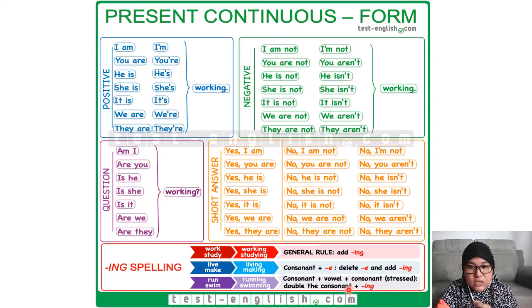Okay, for the third rule, okay, run, swim. Okay, consonant plus vowel plus consonant. Okay, so double the consonant. Okay, for example, the ending got consonant and also vowel. Okay, got vowel and consonant, run, u and n. So you need to double the consonant and add ing. Okay, so it become running. So tambah n, dua kali, dan tambah ing. So become running. Swim become swimming. S-W-I-M-M-I-N-G. Okay, that is the rules for present continuous tense.